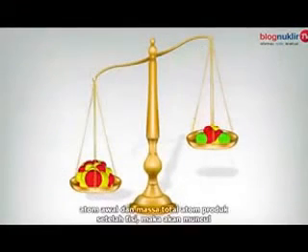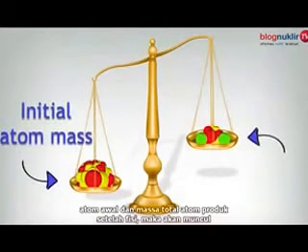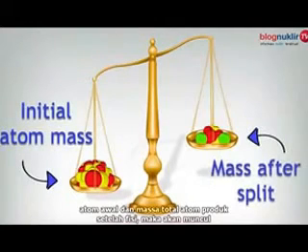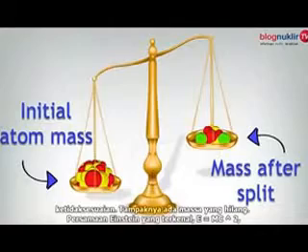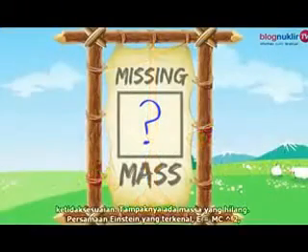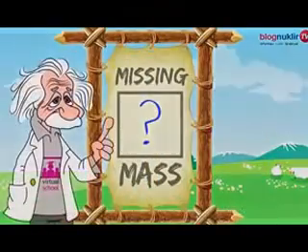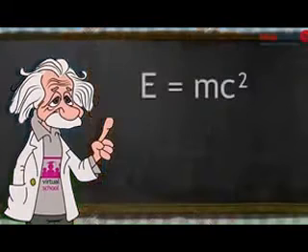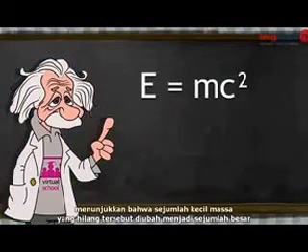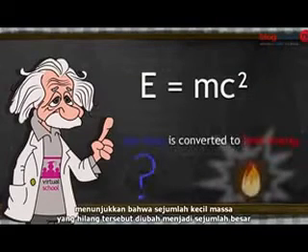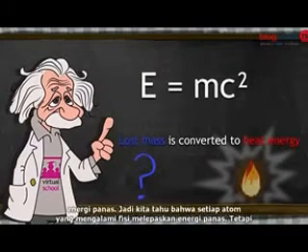If we measure the mass of the initial atom and the total mass of the products after the split, there seems to be a discrepancy. Some mass seems to be lost. Einstein's famous equation, E = mc², shows that this incredibly small amount of lost mass is converted into a huge amount of heat energy. So we know each atom splitting up gives off some heat energy.